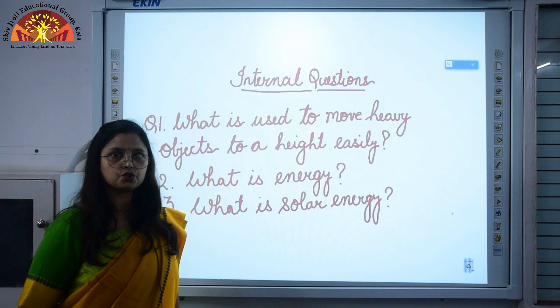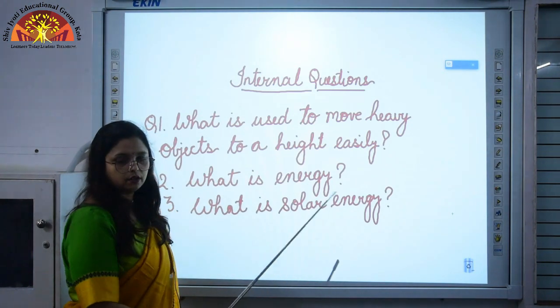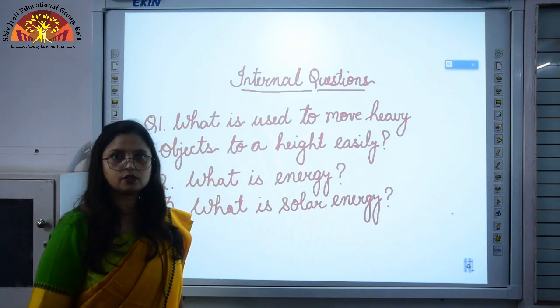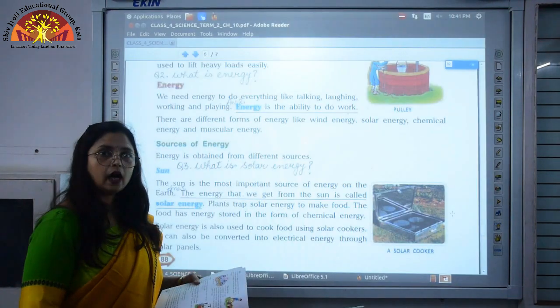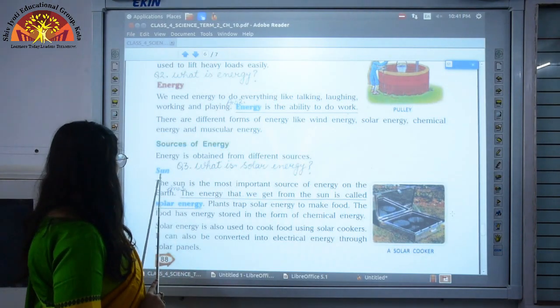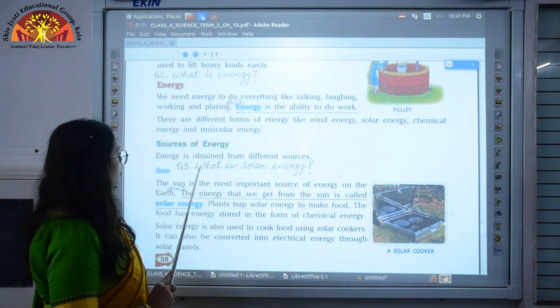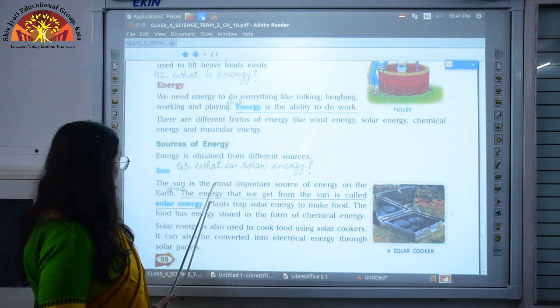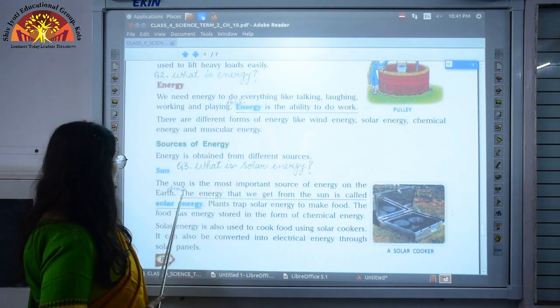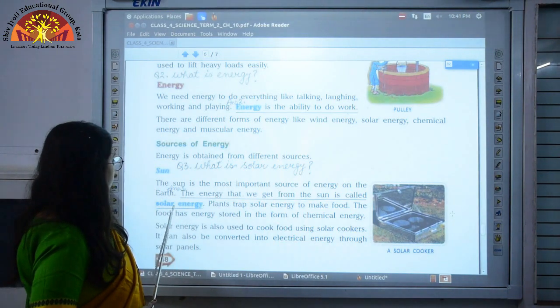I repeat the question. Question is, what is solar energy? So let us mark the answer to this question. Now students, answer to this question here is on page number 88. Under the paragraph Sun, you can write the question over the paragraph Sun over here, what is solar energy, and mark it in the second line, start from the energy and underline it till solar energy.